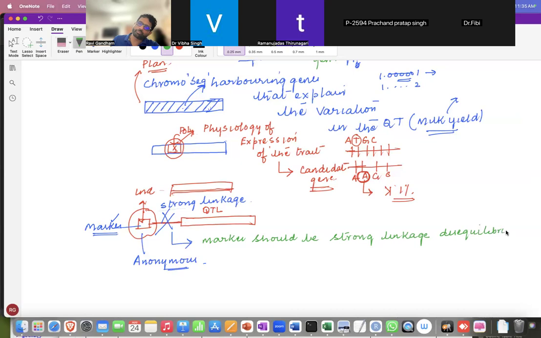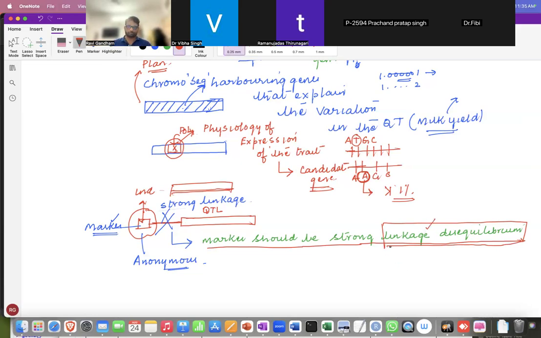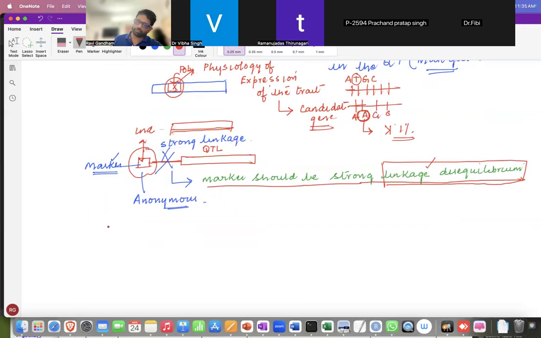Equilibrium. Right. So what are we talking about? We're talking about markers that should be in strong linkage disequilibrium. We have a separate section for linkage disequilibrium, which we are going to talk about in detail. Don't unnecessarily think about this. I'll explain this in detail in one of the practical classes, with an example, so that it will be very clear. There should not be any problem in understanding what linkage disequilibrium is.